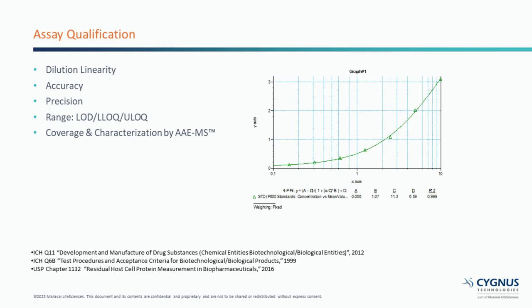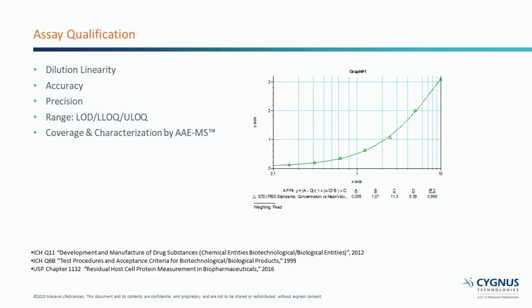So to qualify an HCP ELISA, one must show good dilution linearity across a range of samples from upstream harvest all the way to the final DS. It has to demonstrate accuracy by performing spike and recovery analysis experiments, precision, and determine the range of the assay.